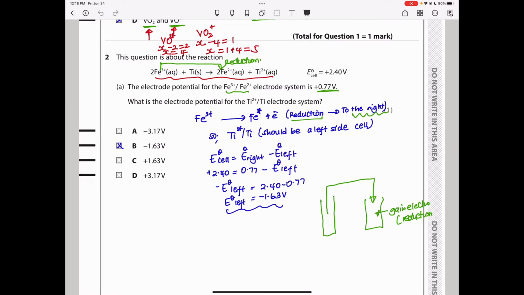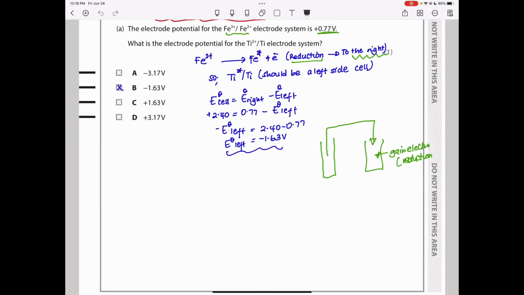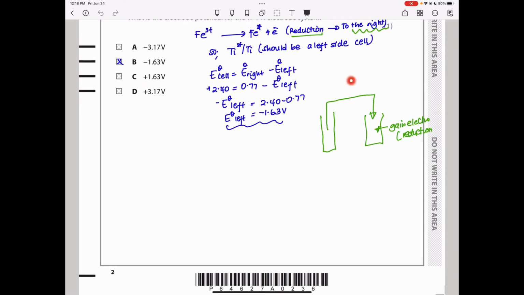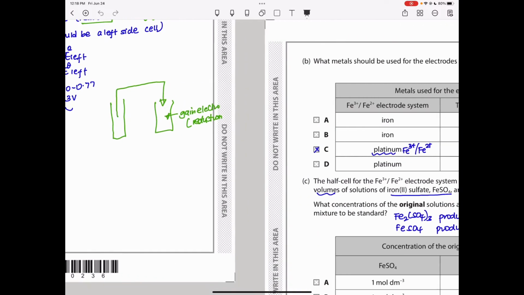So since we know the E theta for the cell is that, and we know the E theta for the right, remember we said you put the iron 3, iron 2 on the right, so this is going to be 0.77 minus the E theta for the cell. When we make the E theta for the cell the subject, this is going to become negative 1.63, which gives us B as the answer. Please remember to refer to what I've written here to help you understand it better. So I will go to the next question.